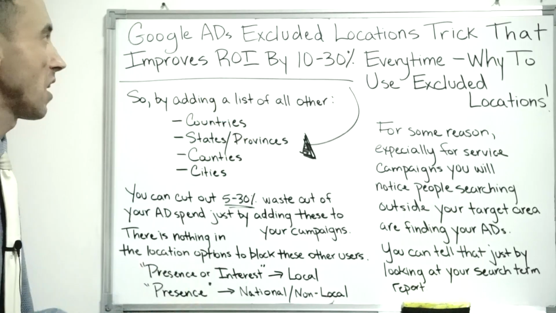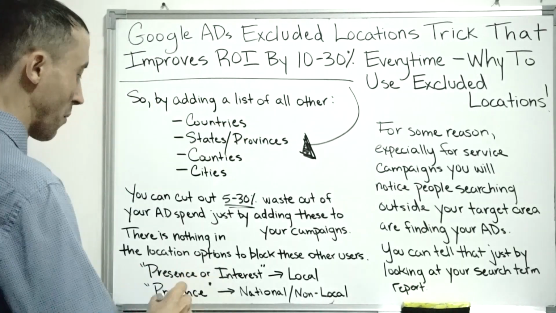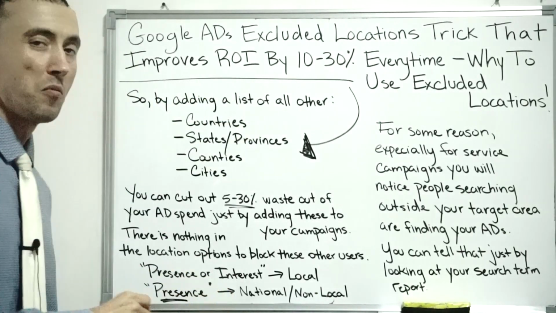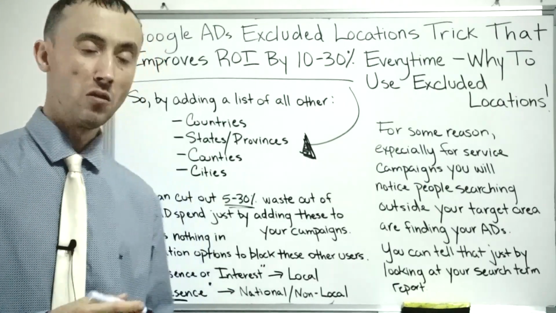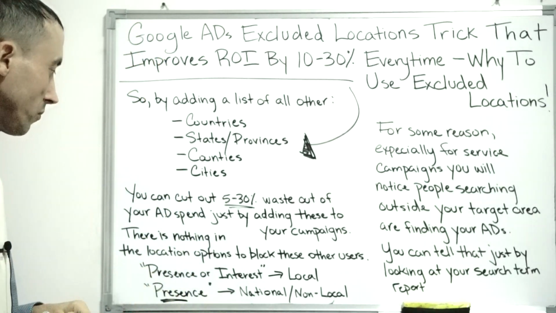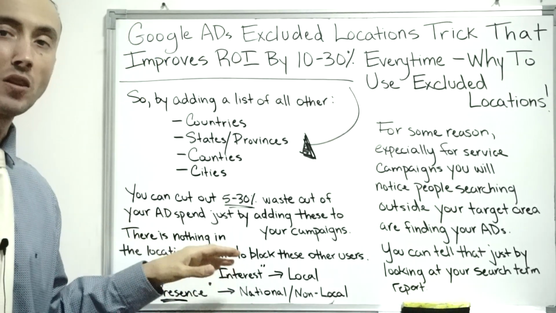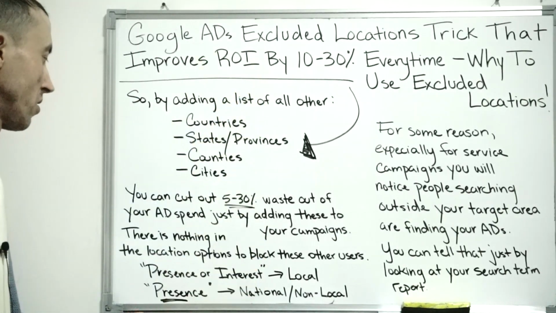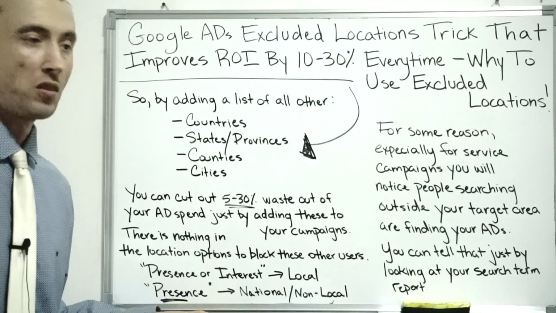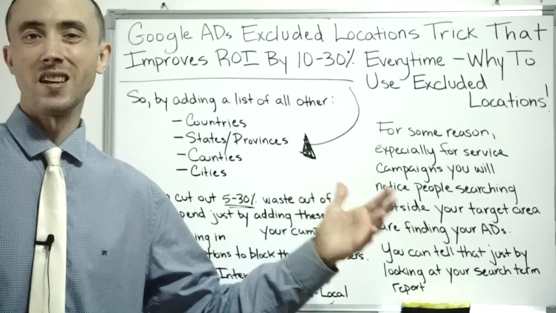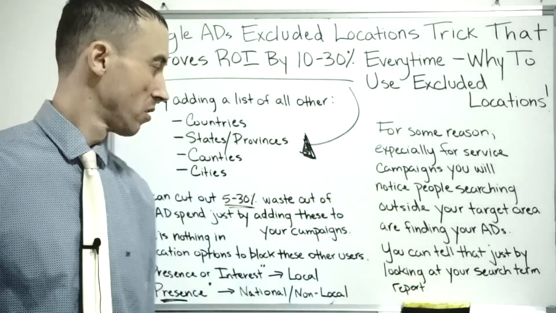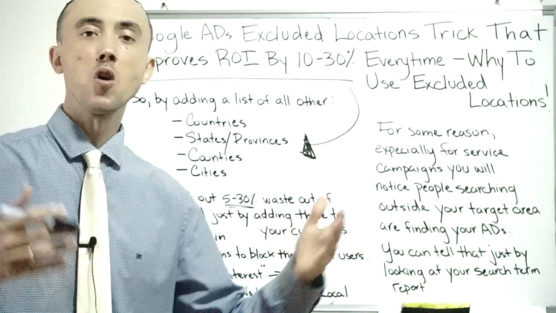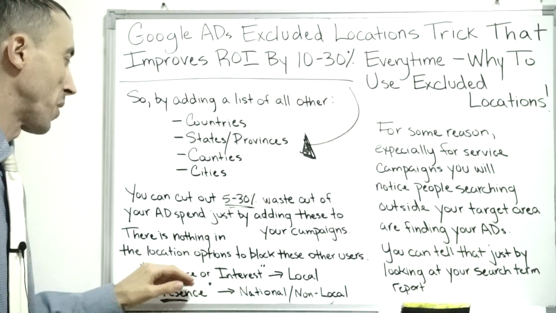If you don't use the excluded locations for a local business, I would just go presence only, because you're going to have an issue anyway. But you'll get more out of a local campaign in general with presence or interest with the excluded locations. For everything else, just do presence only, because effectively there's no benefit to going wider with presence or interest.